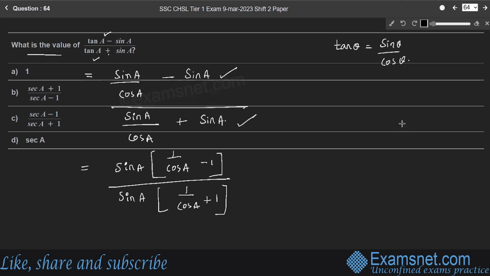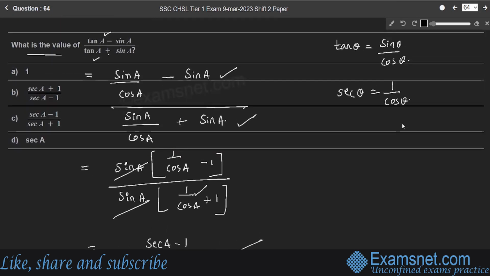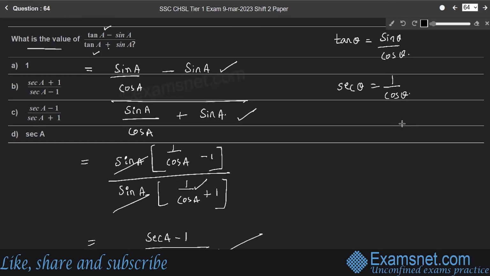We know that 1 by cos is always secant, so secant theta is equal to 1 by cos theta. Therefore, here we'll cancel sin A and sin A. Here 1 by cos A is secant A, so (secant A minus 1) divided by, again in the denominator, (secant A plus 1). Therefore, look at the options: secant A minus 1 by secant A plus 1. Therefore, option C is the right answer.